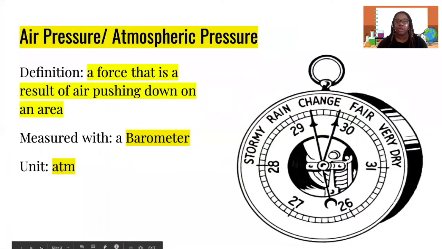Air pressure, or atmospheric pressure, right? The definition of this is a force that is a result of air pushing down on an area. We kind of touched on this a little bit last week. All right, it's measured with a barometer, and the unit is ATM. So this is what a barometer looks like.